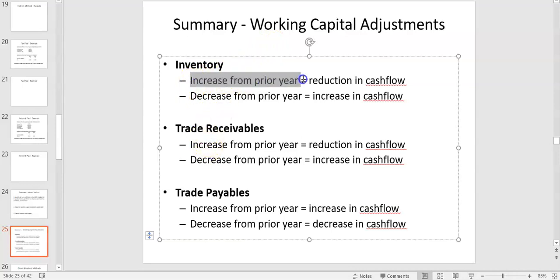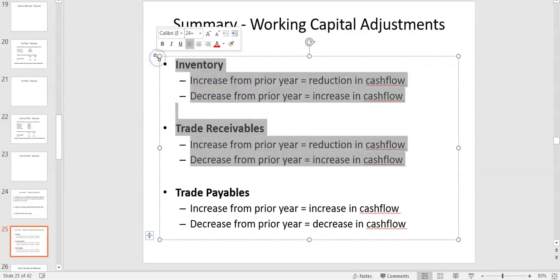So I said your three adjustments then is inventory and trade receivables are the same. An increase is a reduction in cash flow. A decrease is an increase in cash flow. So these two have the same rule. Trade payables has the opposite rule. And that will take a bit of getting used to. Practicing that, you understand the calculations and you understand the why as well.